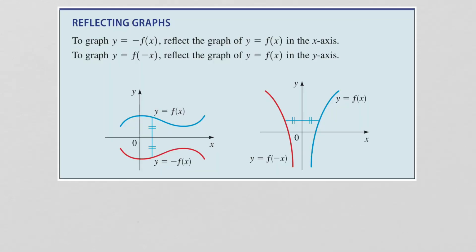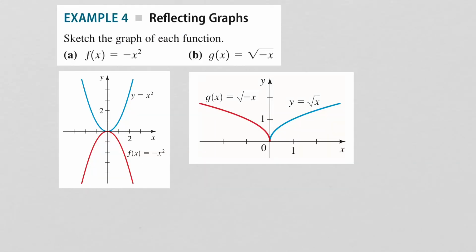Graphs can also be reflected over the x-axis or the y-axis. To reflect a graph over the x-axis means to simply do a mirror image of the graph where the x-axis is the mirror. And to do this, we simply take the opposite of f of x. So we literally just put a negative in front of the function. To reflect a graph over the y-axis, we put a negative in front of the x variable. Let's take a look at an example.